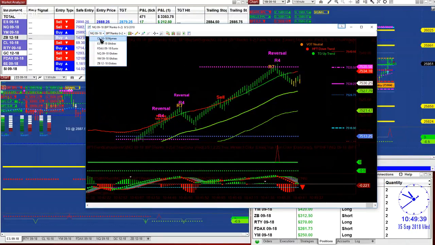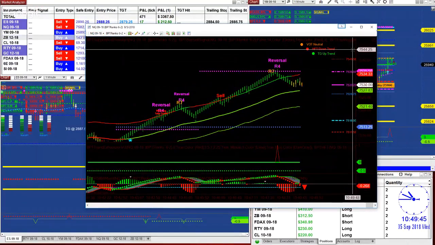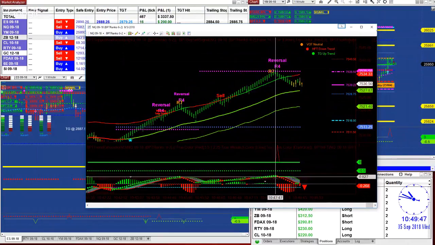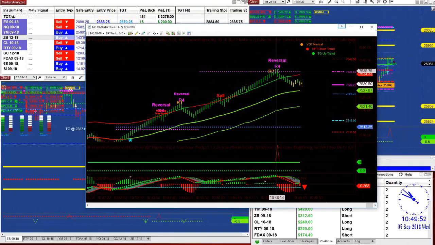Let's look at the CL, and that should have been a very nice reversal. And look, all of it in one line. You see? All of it is in one line. I missed it.